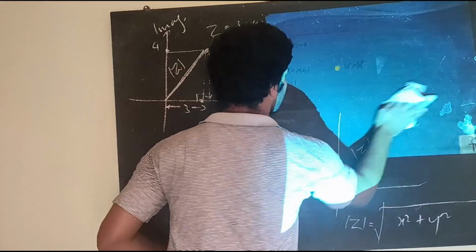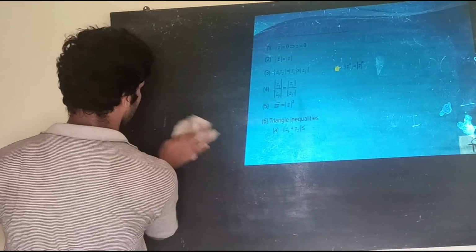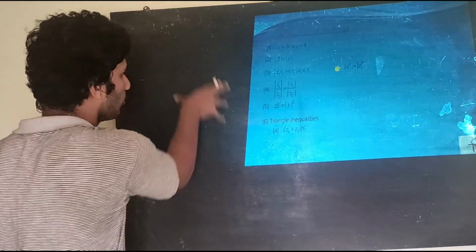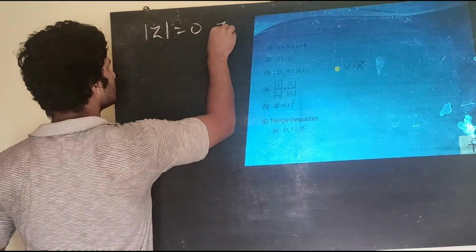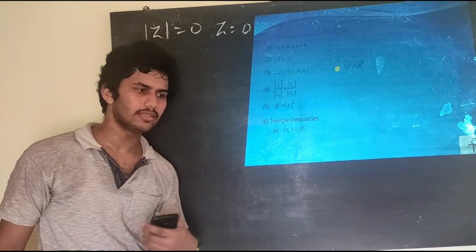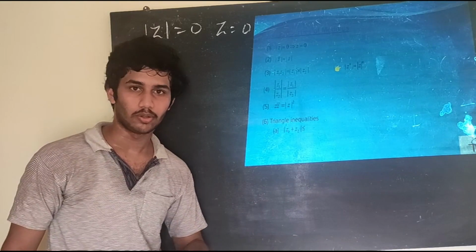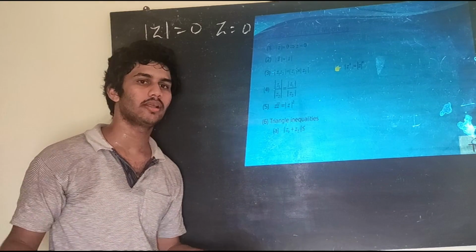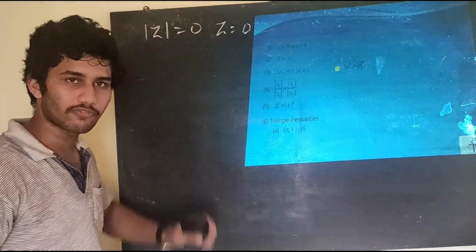Now we have some properties. I don't think it's so clear. Anyway, I'll write it over here also. Modulus of z is equal to 0 means z is equal to 0. Why? Simple representation. Modulus of z is 0 means the distance from the origin is 0. That means the particular point is at the origin. Then only the distance will be 0. For the complex number x plus iy, that is root of x square plus y square, x should be 0 and y should be 0. That is the origin. So if modulus of z is equal to 0, z is definitely equal to 0.